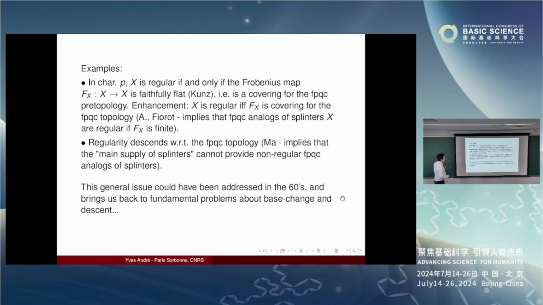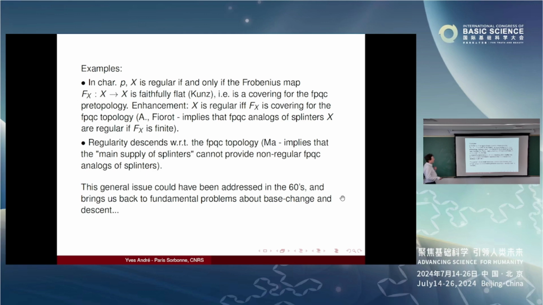Another property, which has been established by Ma, in full generality, is that regularity descends with respect to the FPQC topology. This is not obvious at all. It uses some criteria by Ma, Iyengar, and Bhatt, used to give some mixed characteristic analog of Kunz theorem in perfectoid terms. Using this, Ma proved that regularity descends with respect to the FPQC topology. So you see that this is in the same spirit as the Grothendieck results. Regularity descends with respect to the FPQC pre-topology, but it uses much more sophisticated tools.